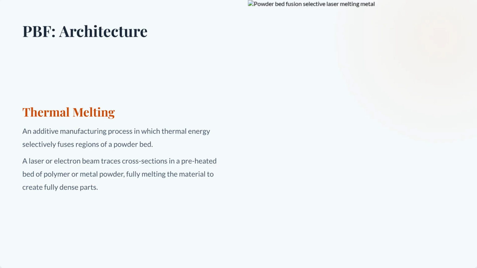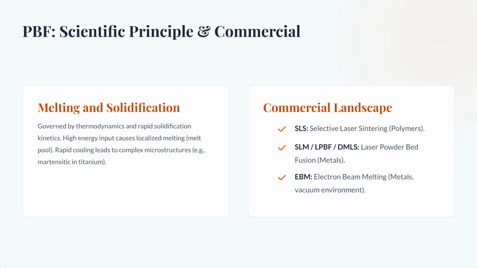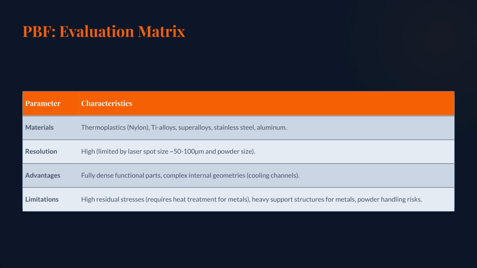PBF involves a laser or electron beam, tracing cross-sections in a preheated bed of powder, fully melting the material to create dense, robust parts. The process is governed by rapid solidification kinetics and heat transfer. Well-known commercial technologies here include selective laser sintering and laser powder bed fusion. This evaluation matrix for PBF highlights its ability to produce highly dense parts across a range of materials, while also noting the inherent thermal management challenges.